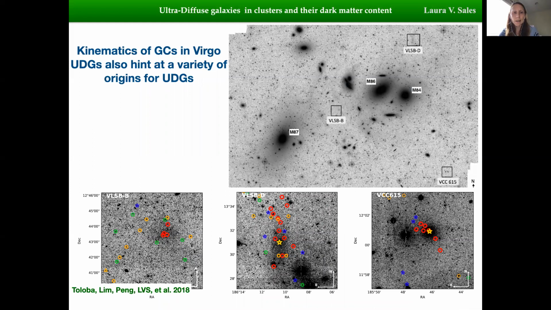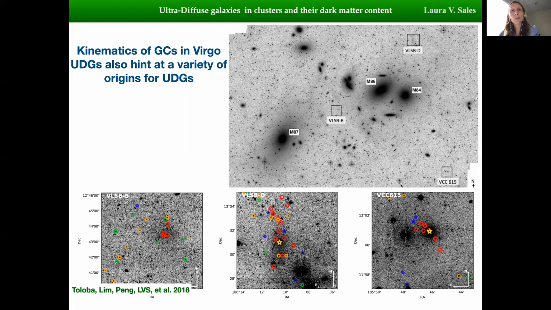comprehensive sample of UDGs, and this is in the Virgo cluster again. This is in collaboration with Lisa Tolova, and we used Keck DEIMOS to get the spectra of these particular UDGs. They are highlighting here 4 UDGs in Virgo. And you can see over here all the things that we targeted, and the red ones were the confirmed globular clusters, presumably associated to our dwarfs.